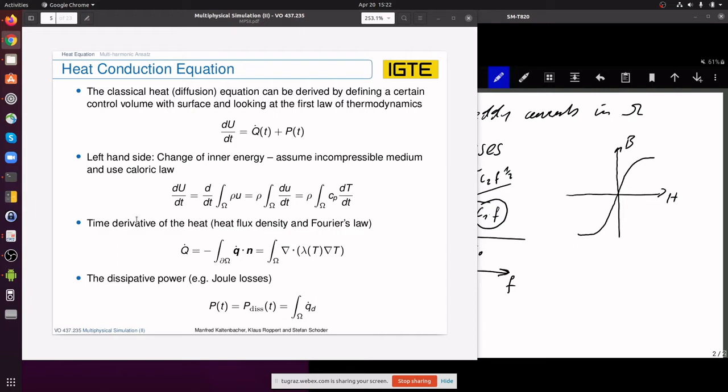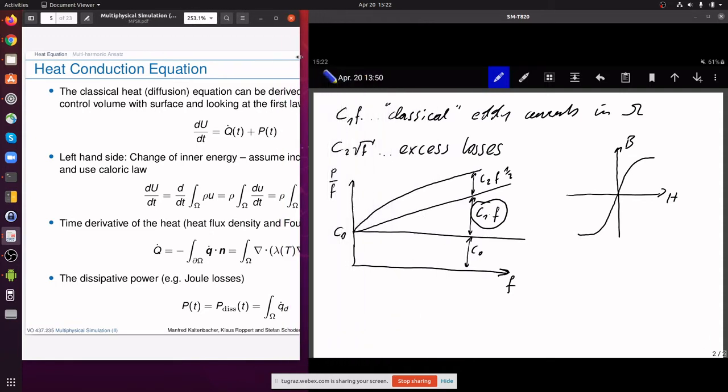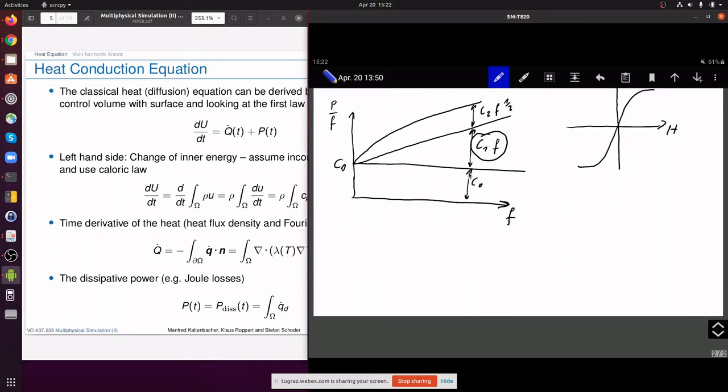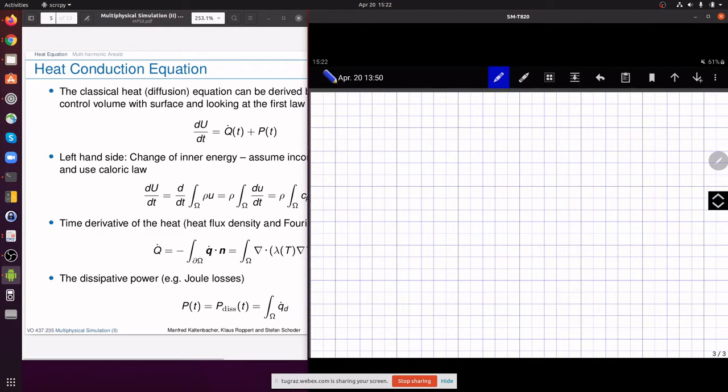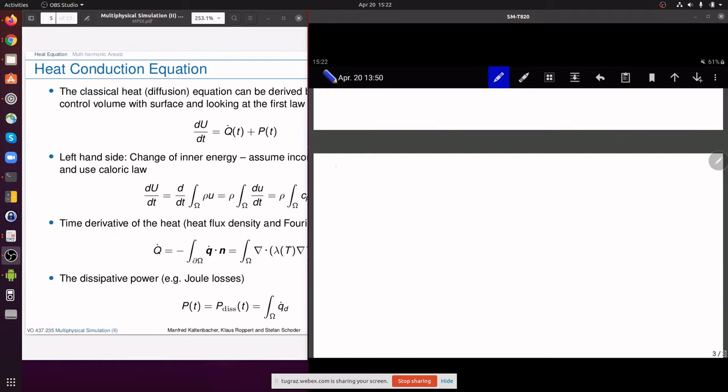So I will quickly go over the thermodynamics part. So the first law of thermodynamics is actually nothing else than the conservation of energy.